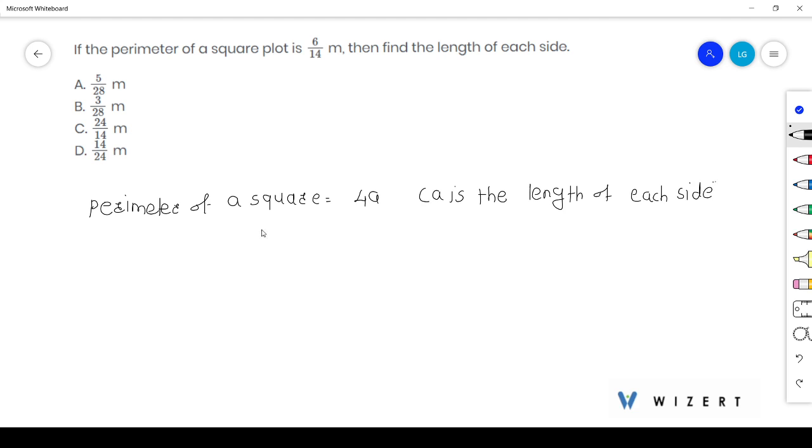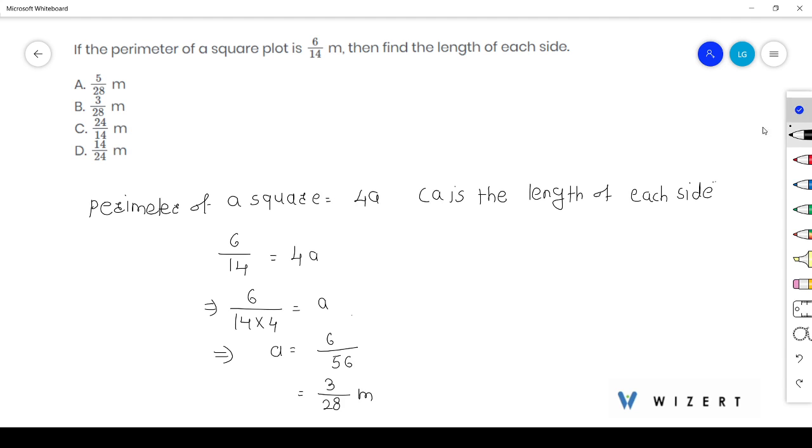Now, the perimeter of a square is given by 6/14 meters equals 4a. Now, divide both sides by 4, we get 6/(14 × 4) equals a. So, a will be 6/(14 × 4), which means 6/56. Now, divide numerator and denominator by 2, we get 3/28 meters.